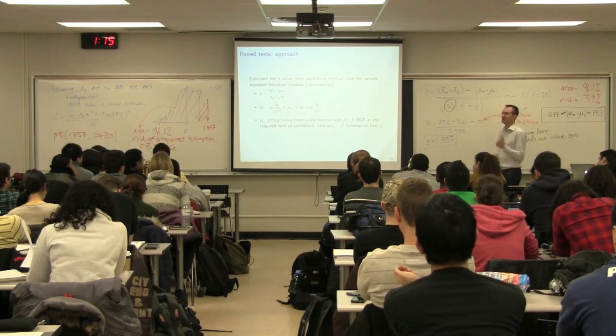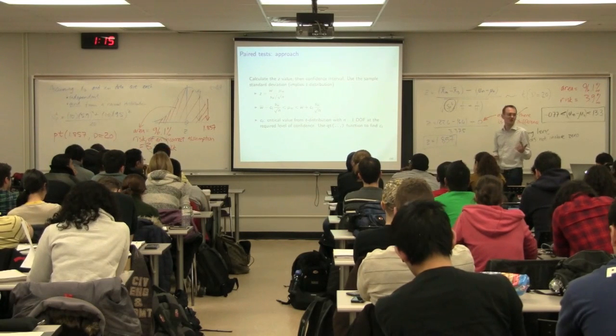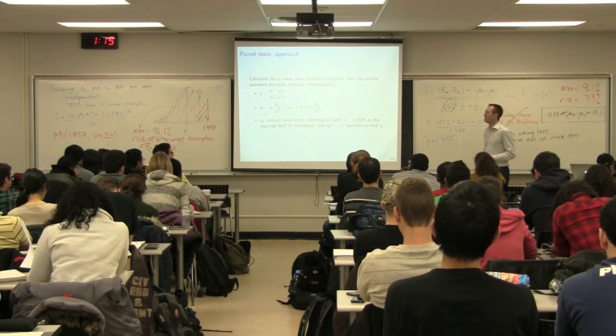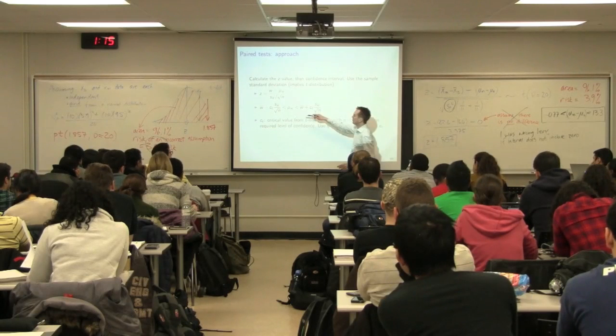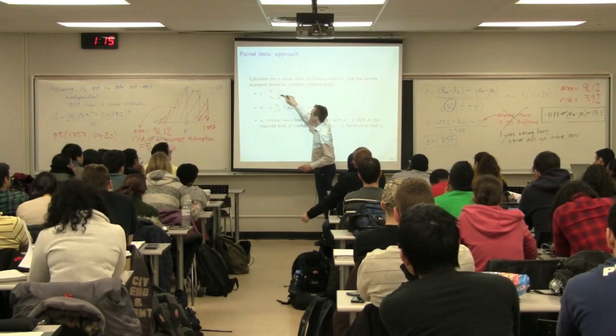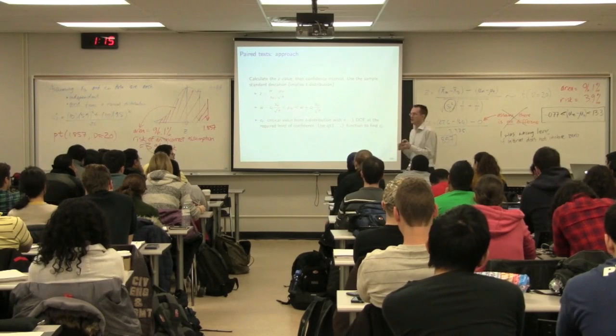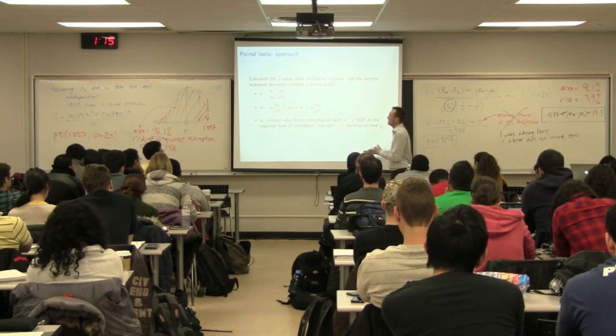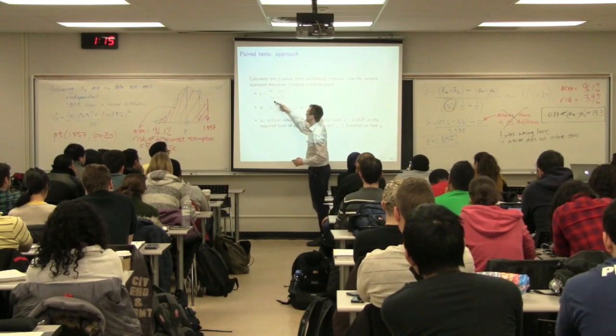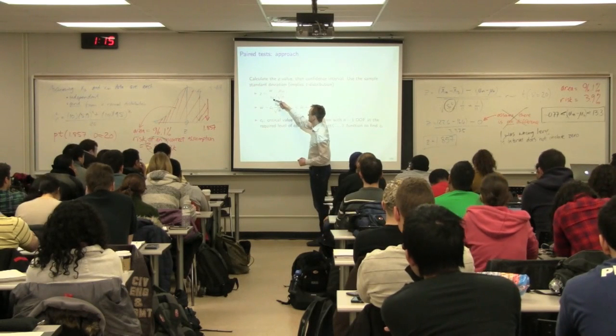Knowing the population mean and knowing the population standard deviation is never going to happen. In fact, you could ask yourself, why would you know the population mean and not the population standard deviation? Knowing the mean is easy. Knowing the standard deviation is hard. So never, never should we assume we know the standard deviation. We use the sample standard deviation.